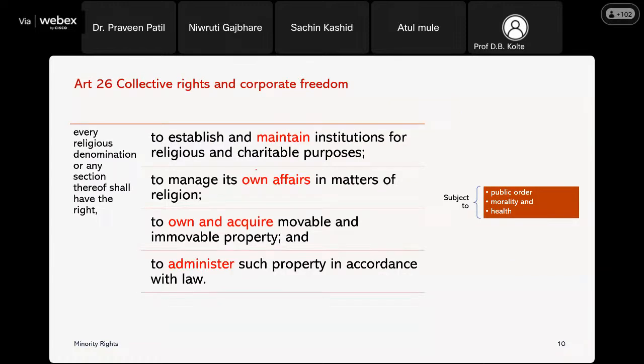The second right, the most important right given to minorities, is collective rights and corporate freedoms. See, under Article 25, A is a person who believes in a particular religion. A will not be able to fully enjoy the tenets of that particular religion if he is all alone, the only believer. Therefore, he needs people who support him.